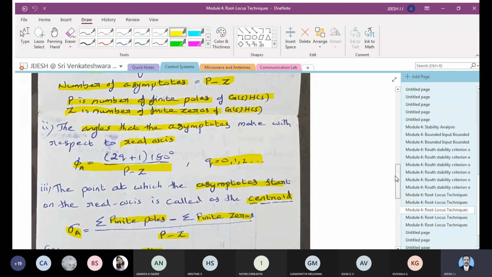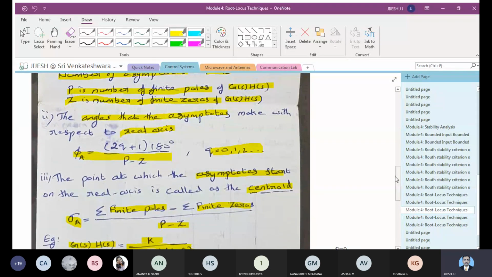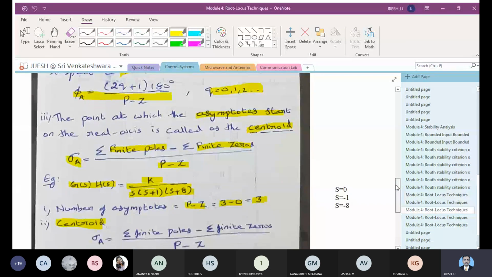And there is a need to find the centroid in order to mark the point on the axis. So to mark the point on the axis, we have used the equation sigma A is equal to the summation of finite poles minus the summation of finite zeros, divided by P minus Z. And we used one of the examples here.